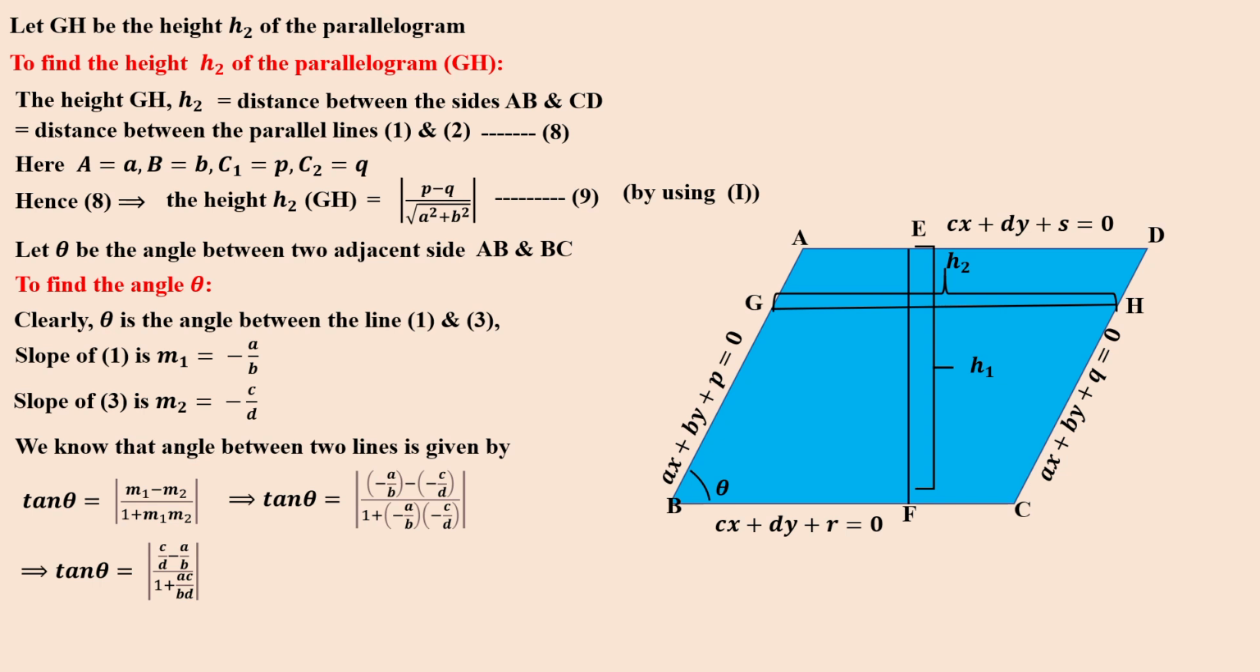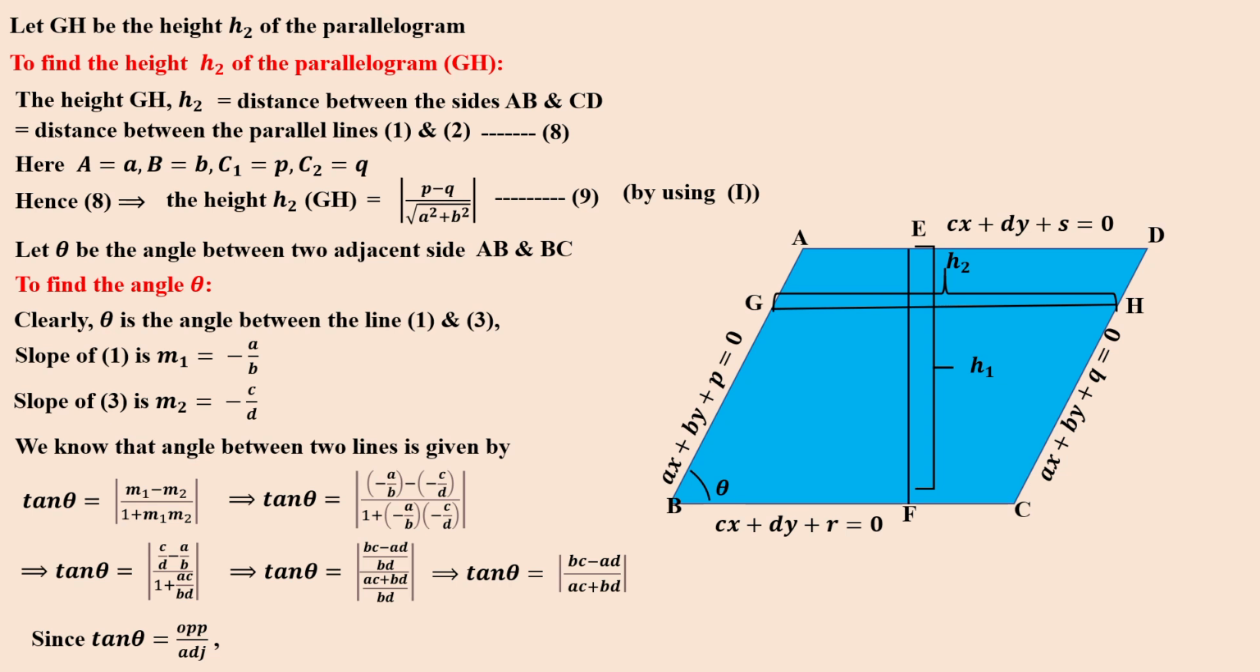In the numerator, minus into minus is plus, so I am writing c by d minus a by b. In the denominator, minus into minus is plus, so you will get 1 plus ac by bd. Taking LCM in the numerator, bd is the LCM, so cross multiplying we get (bc minus ad) by bd. In the denominator, bd is the LCM, so cross multiplying we get (ac plus bd) by bd. bd and bd get cancelled, right? So tan theta is equal to modulus of (bc minus ad) by (ac plus bd).